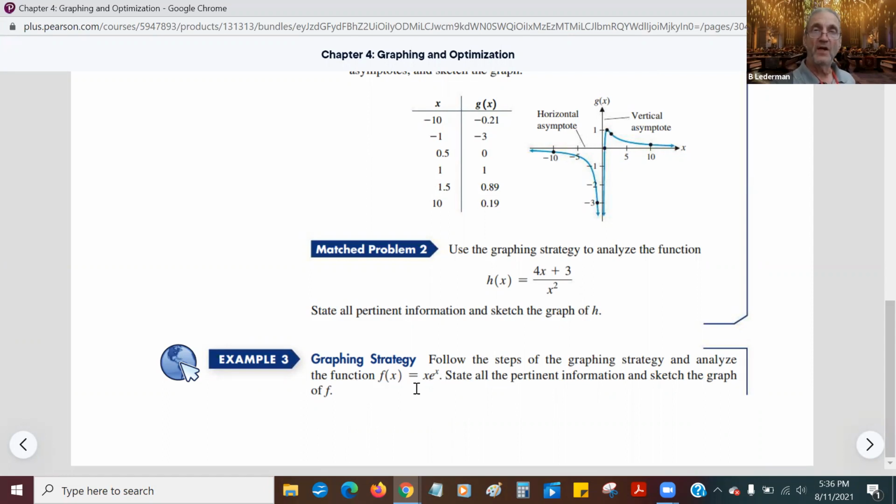Okay, let's look at example number 3. We want to look at f of x equals x e to the x, and we want to do the whole smack and graph this sucker, x times e to the x. So now we're getting heavy duty stuff. We're getting to exponential functions.